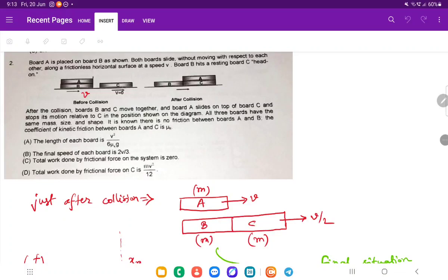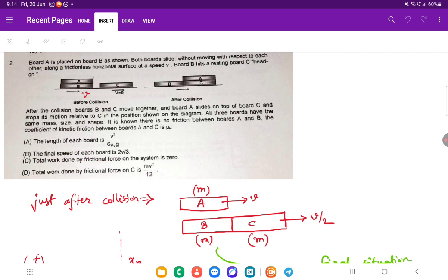Welcome back everyone. So today I have picked up another good problem from one of the past FIITJEE AITS papers, and it's a problem where a mixture of collision, friction and relative motion concepts are involved, I guess. So let's proceed. First, read out the problem once.